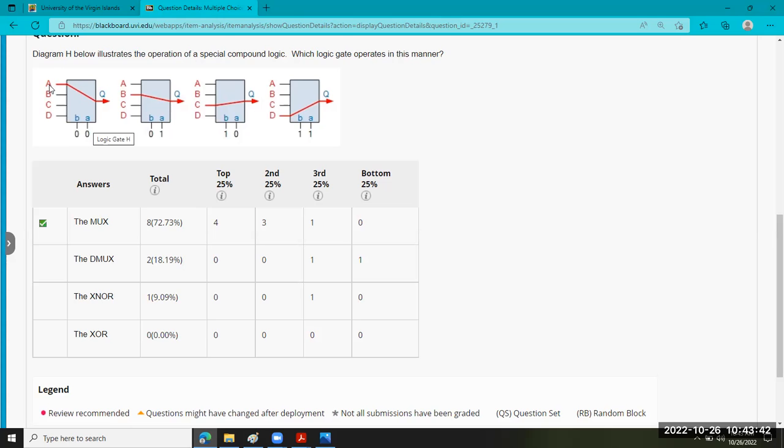So this is the selector input, right? No, I'm sorry, these are the selector inputs. So by choosing 0, 0, 0, 1, 1, 0, or 1, 1, these are the selector inputs that are operating. There's just 2 of them.